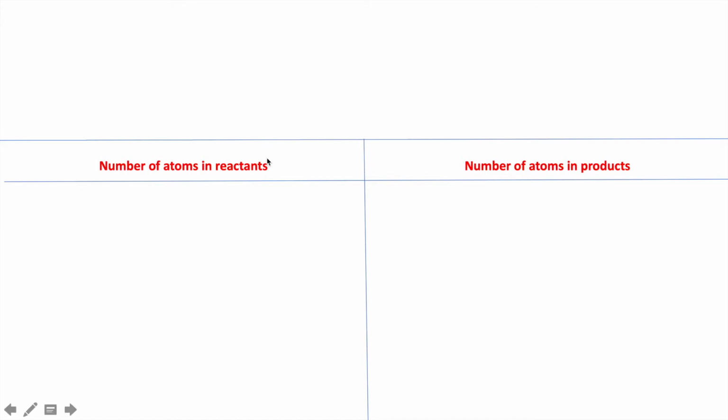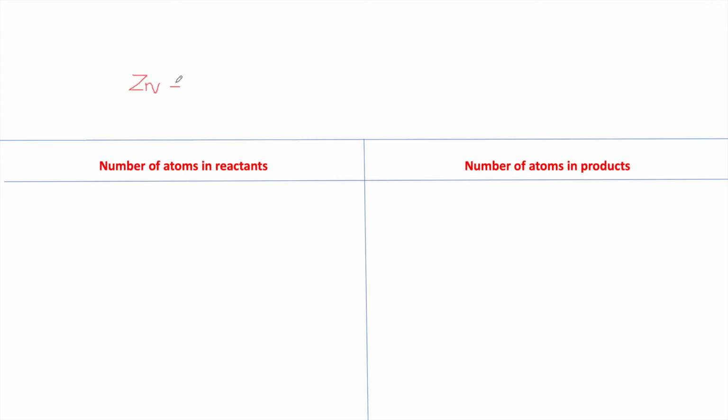Here I am using two columns to represent the number of atoms in reactants and the number of atoms in products. Here we will write the types of atoms in the reactants, and here the types of atoms in the products. The types of atoms will be the same in reactants and products. Only the number of atoms will differ, and finally we have to balance that. So I will write one example now.